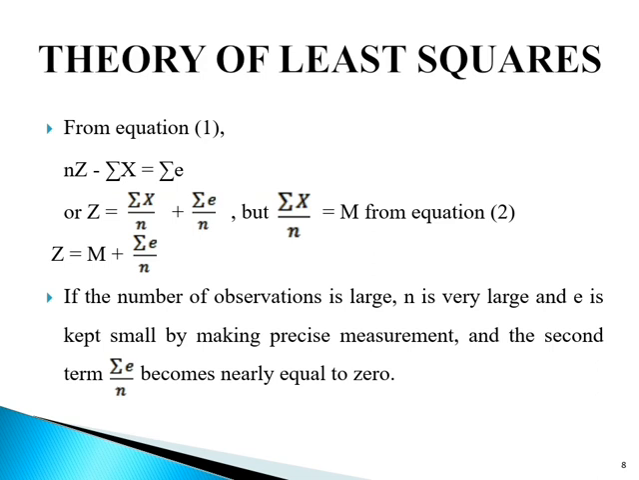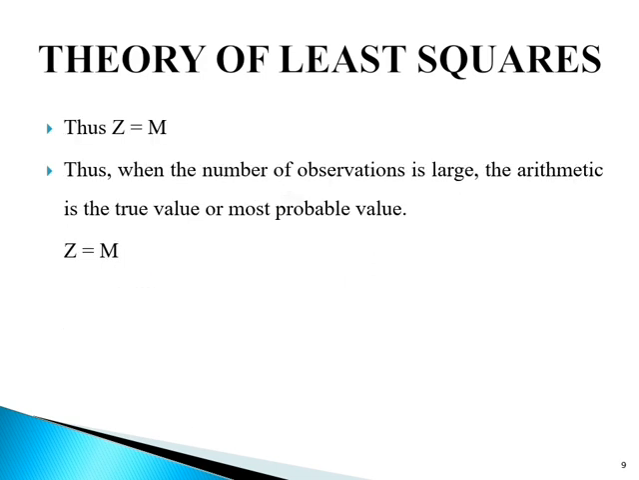If the number of observations n is very large, and e is kept small by making precise measurements, the second term sigma e divided by n becomes nearly equal to 0. So z is equal to m plus sigma e divided by n will be our equation number 3. Thus z is equal to m. Thus, when the number of observations is large, the arithmetic mean is the true value or most probable value, or we can say z is equal to m.